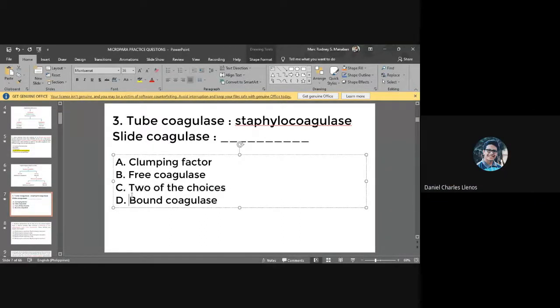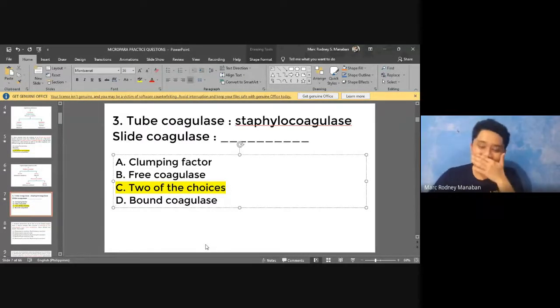Sir, it's different from the quiz. Sir, only clumping was asserted. The other one, sir, is enhanced hemolysis. Ma'am Kiana is wasted. Okay, I'll just look into it. Yes, sir, input. Alright, thank you.